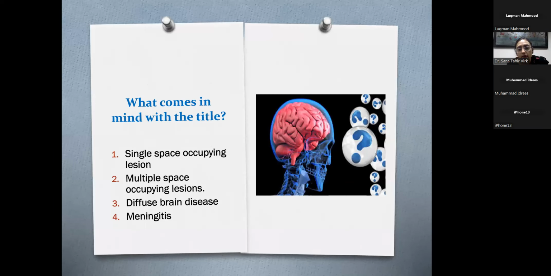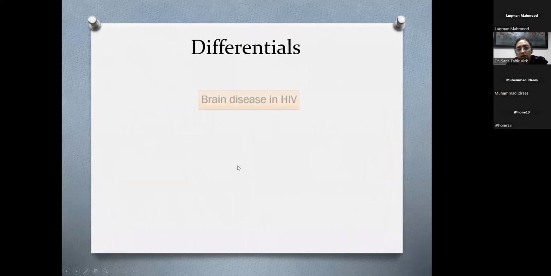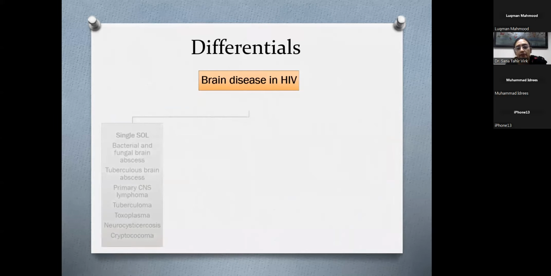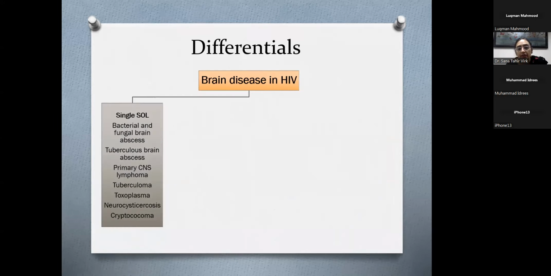So in the background of HIV, differentials can be a single space occupying lesion that can be bacterial, fungal brain abscess, tuberculous brain abscess. It can be primary CNS lymphoma, tuberculoma, toxoplasma, and neurocysticercosis.